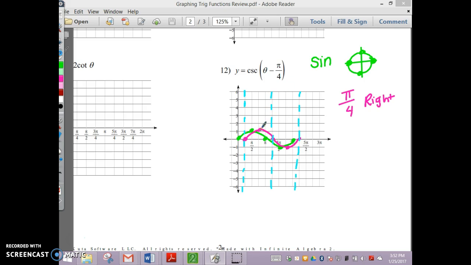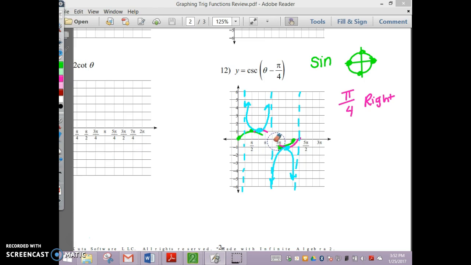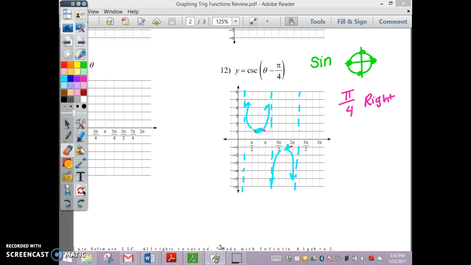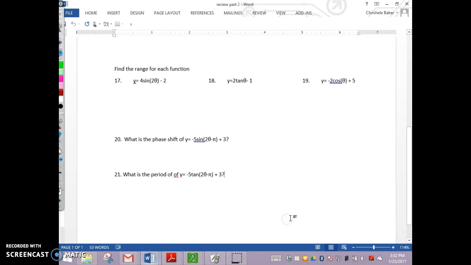And I'm going to connect my maximums to become my minimums, and my minimums to become my maximums. So again, this light blue part is the only part that's actually my answer. Okay, and on to the next part.